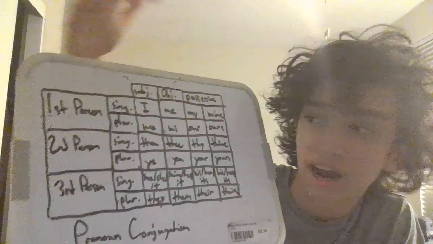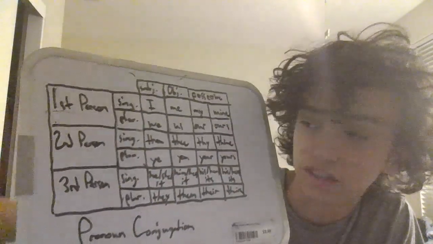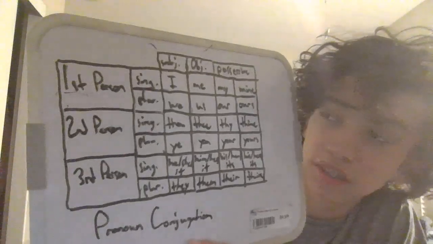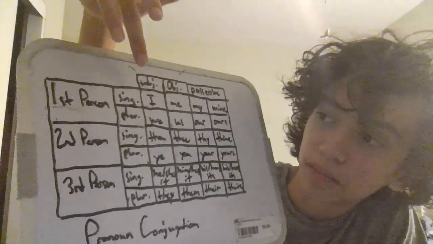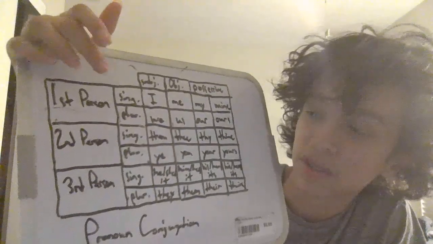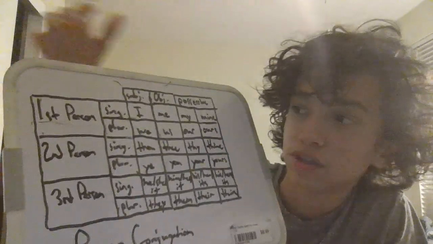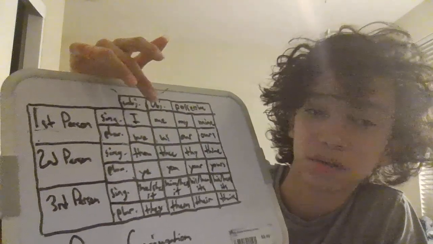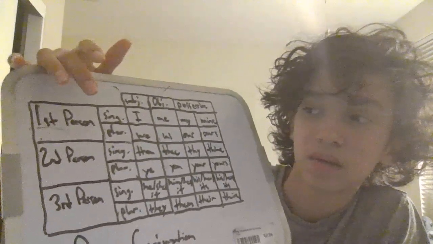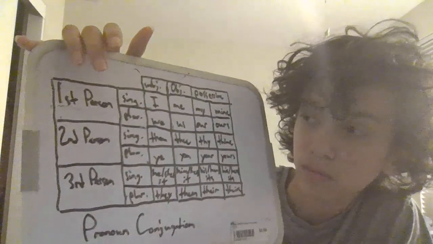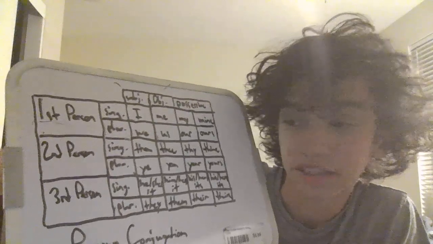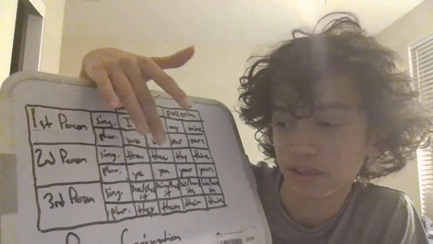So first person is like I and we. Second person is just you. And third person is he, she, it, and they. We also distinguish between singular and plural for first person and third person. Singular is just one person, plural is a group of people. So the person speaking could be just one person, so it could be I, me, my, mine, or it could be multiple people, so we. For third person, it could be singular, he, she, it. For plural, it could be they.